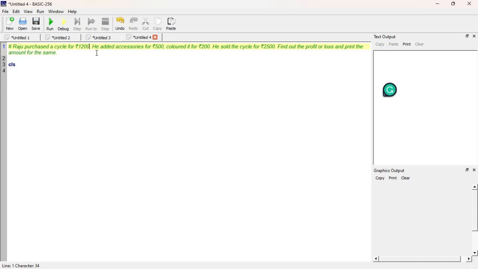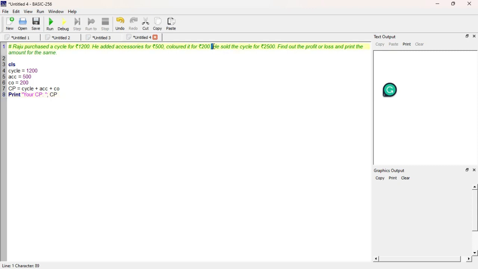But you don't have to calculate it. You have to make the computer calculate it. So how are you going to do it? Suppose I choose a variable cycle, then ACC for accessories, then CO for color. So what will be the CP? Cycle plus ACC plus CO. This is how we are going to print the initial part of this question.